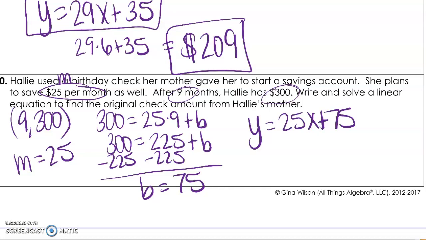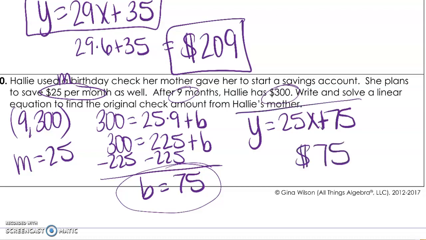So let's think about what that means. Every month she's going to put $25 in. After 9 months, she went up to $300. So we need to know how much she started with. Her mom gave her a check to start a savings account. When you find your y-intercept, your b, you're finding your starting amount. So she started with a $75 check from her mom. Those are your two answers. You also could find it by putting a 0 in for x because she hasn't saved for any months.